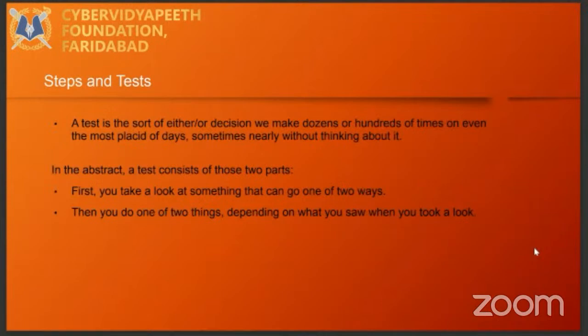Okay, so let's now zoom out. Let's understand in the abstract. A test consists of two parts. First, you take a look at something that can go one of two ways, which is everything in existence. If you break it down to its most fundamental layer, everything can be one of two things. Then you do one of two things, depending upon what you saw when you took a look. So this is the most abstract logic I can give you when it comes to binary logic.